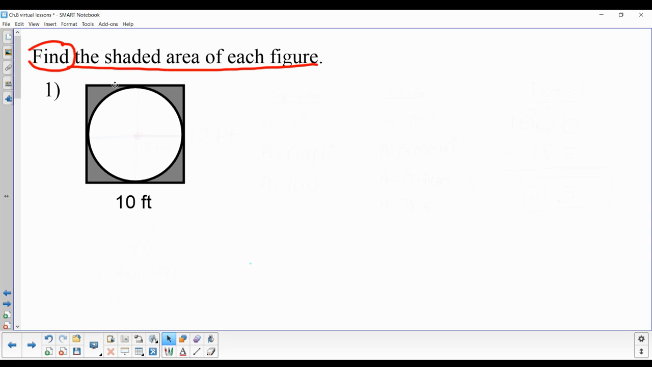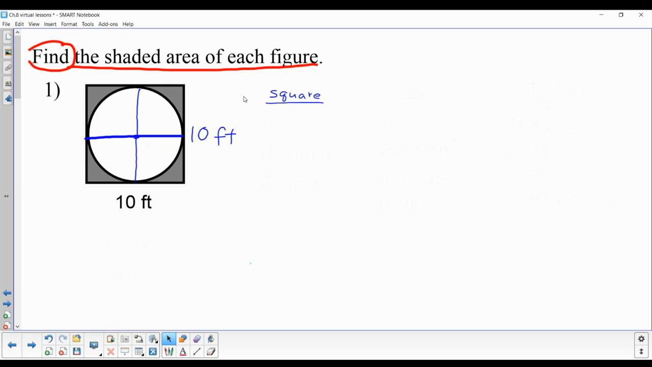In this problem, we have a square. Now, I know this is a square because it says it's 10 feet right and left across the circle, or across the square, which means my diameter is 10 feet. But if my diameter is 10 feet this way, it means my diameter is also 10 feet going up and down. And since the sides are the same, this is a square.